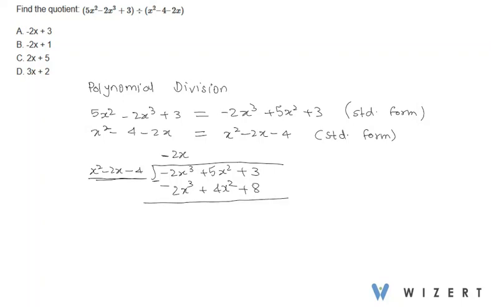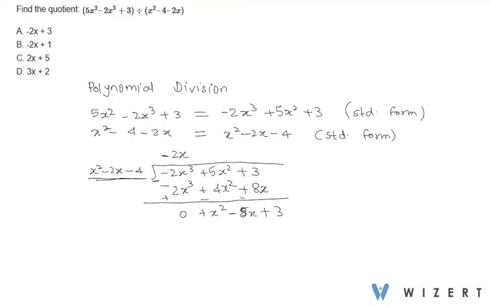Now this will be subtracted, so signs will be changed here. Minus 2x cube plus 2x cube gives out 0. 5x square minus 4x square is plus x square. Plus 3 minus 8 is minus 5. So this is minus 8x, so this will be minus 8x plus 3.